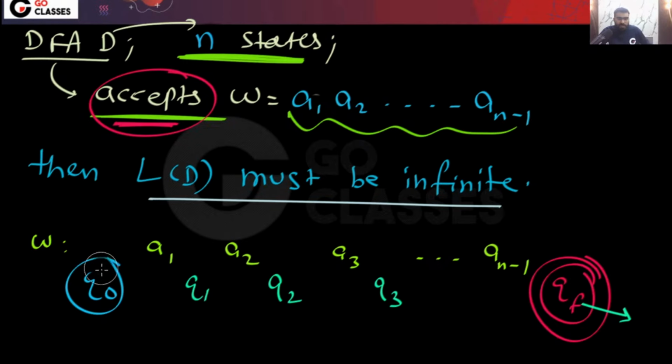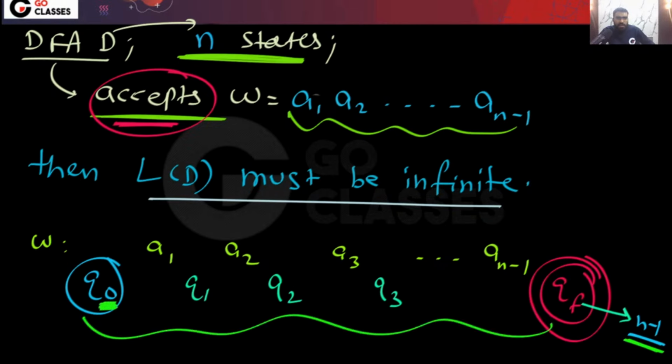For example, let me start with Q0, so this will be Qn-1. You can see there are a total of n states, so you have consumed all n states. Is this clear? You have gone from Q0 to Qn-1. Now notice, after doing this, where will you make a transition from QF, yes or no?